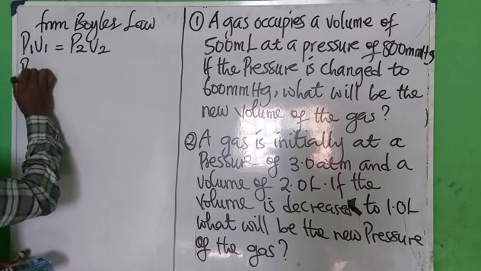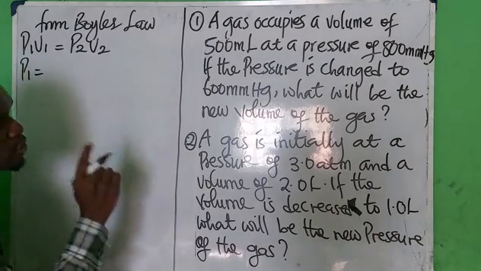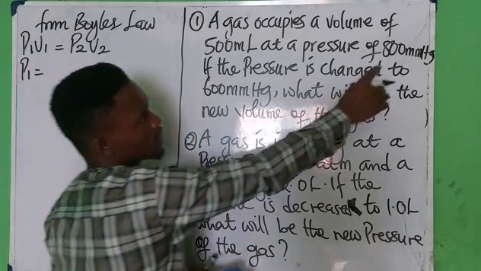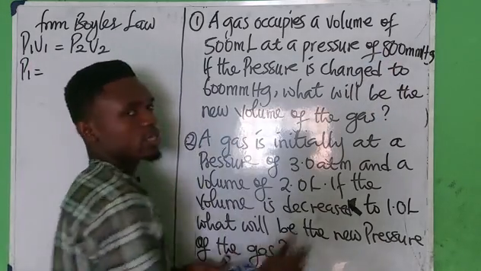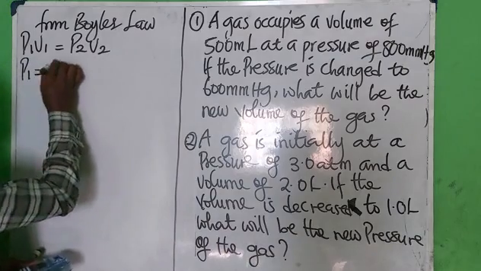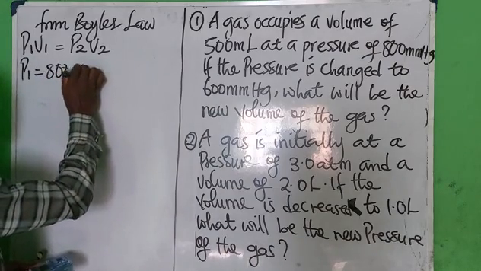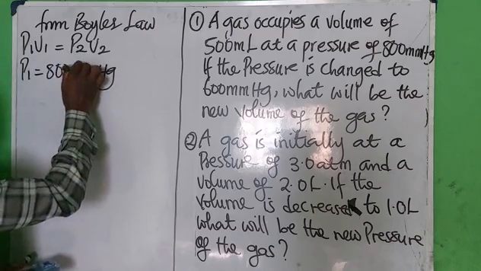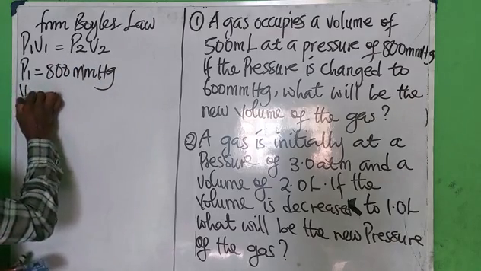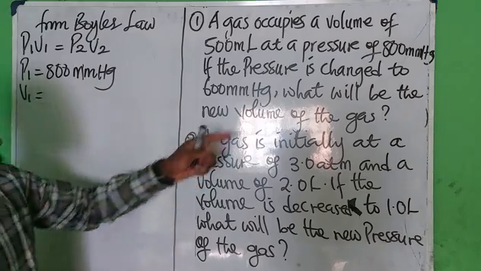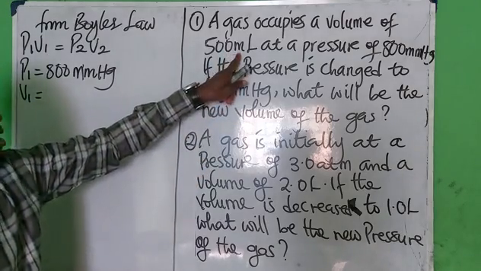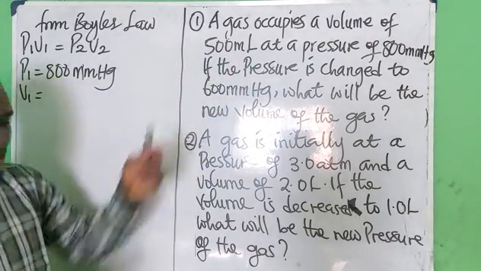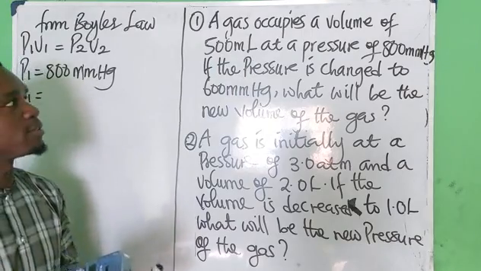From the question, P1 is the initial pressure, given as what? That is the first pressure, known as the initial. So you have it to be 800 millimeter mercury, alright? That is P1. What about V1? V1 was given as 500 milliliter.